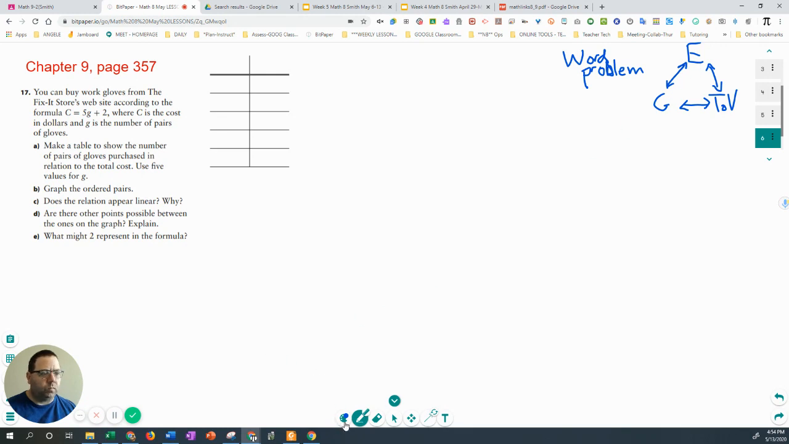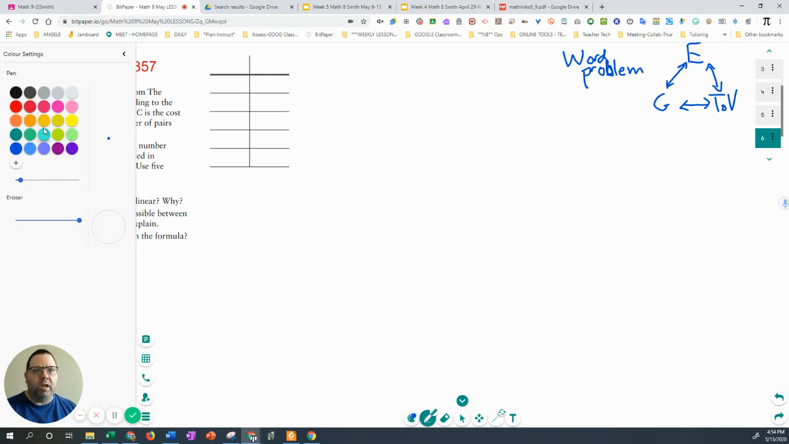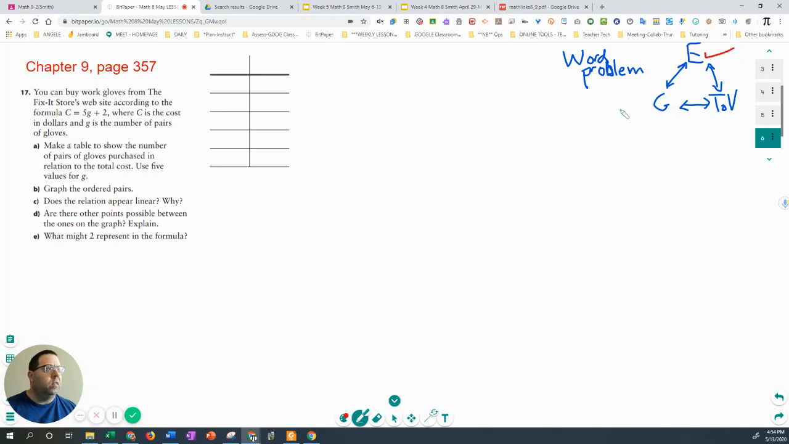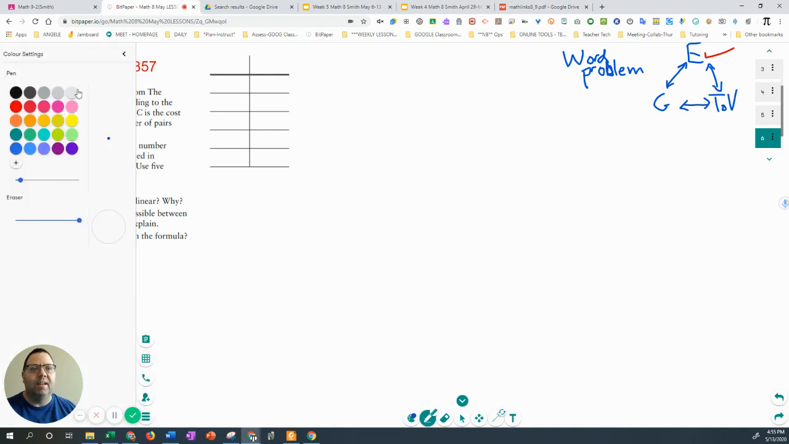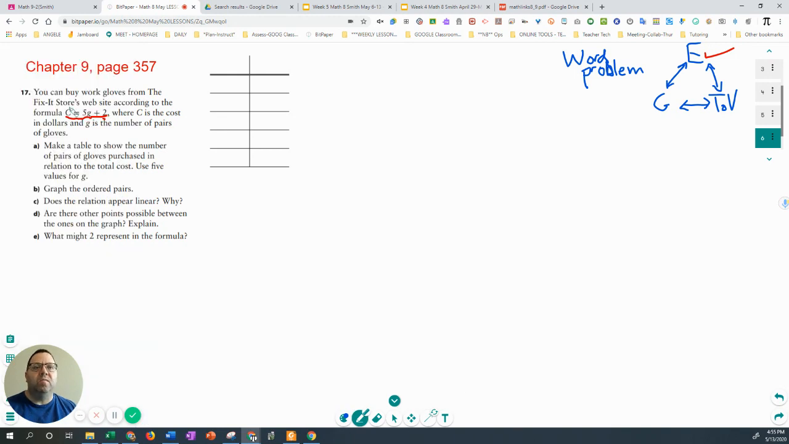Well, not surprisingly, I'm not even done reading this question, and it would appear they've given us an equation to work with right there. And conveniently, of course, they've explained what the letters mean. So with the Fix It Stores website, according to the formula, you can buy work gloves and the cost will equal 5G plus 2, where C is the cost in dollars and G is the number of pairs of gloves.